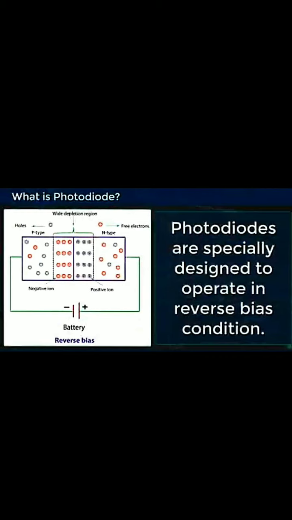In the LED, we said the main condition is that the LED must work under forward bias condition. So here also there is one main condition: photodiodes are designed to operate in reverse bias condition. Reverse bias means the P side of the semiconductor is connected to the battery negative terminal, and the N side is connected to the battery positive terminal, as shown in this figure. This is a reverse bias condition.